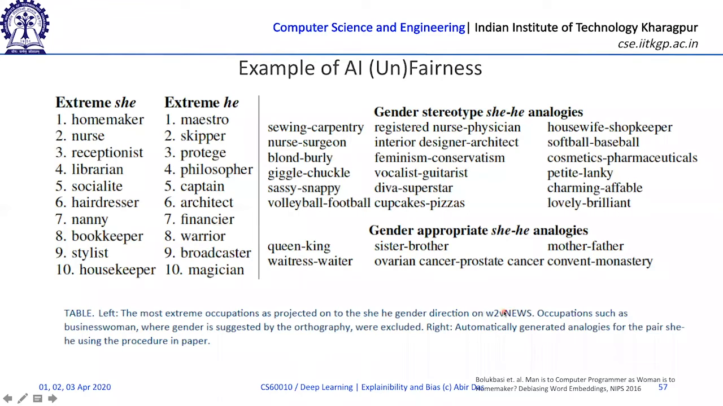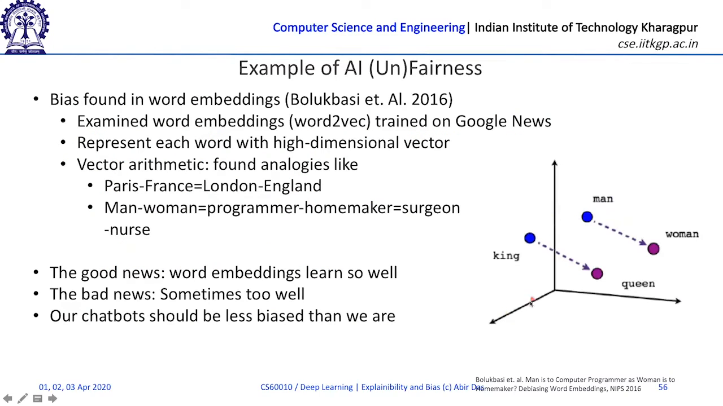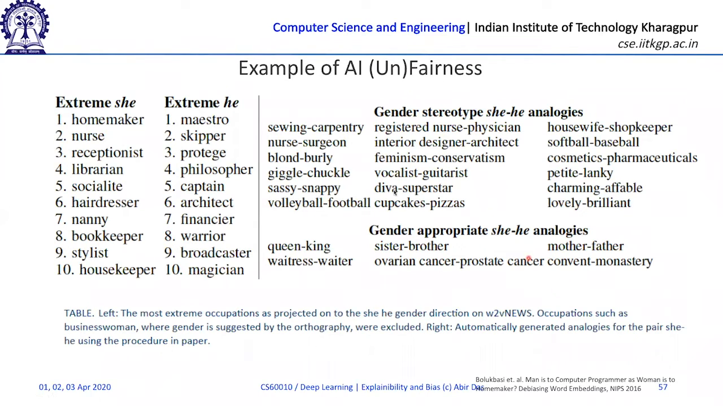It is a corpus of Google News text consisting of, I think, 3 million English words, and the word embedding dimension is 300. Here it is just shown in three dimensions, but it is a 300 dimension vector. On that, it has been found that these are the words which are very close to a female gendered word, for example nurse, hairdresser, nanny, housekeeper, but for he it is captain, philosopher, magician, financier. These are very much stereotyped.